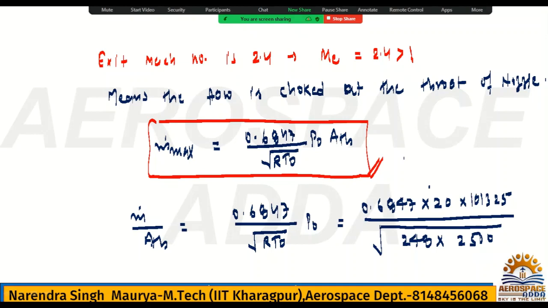There is another method also by which you can do this problem, but I am doing it this way. So 0.6847 into 20 into 101325, divided by, in the root value, 248 into 2500. This is nothing but 1762.1833. I am getting 1762 here.